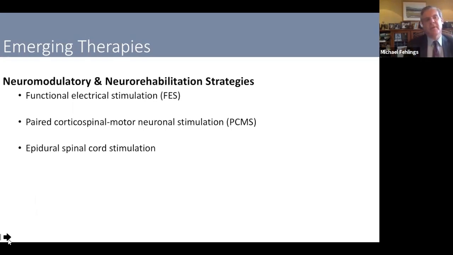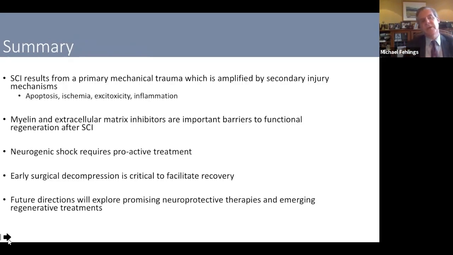Complementing this, there are also neuromodulatory and neurorehabilitation strategies which are under intensive investigation. And these include functional electrical stimulation, paired corticospinal motor neuronal stimulation, and epidural stimulation. And a very interesting area that will be emerging in the practice of neurosurgery is the confluence of functional neurosurgery and complex spine surgery.